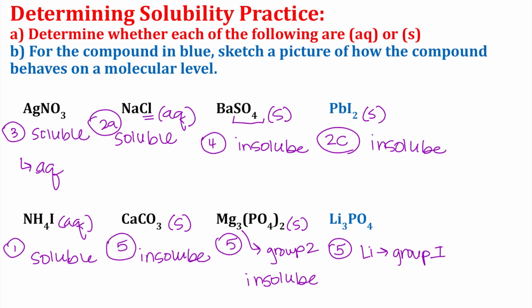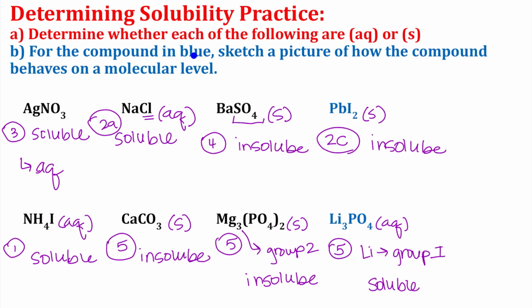An element in that first column does fit that exception, and so that is going to be soluble, and it would have an aqueous state of matter. So again, if we now want to look at what this means, insoluble means it stays as a solid, aqueous means it is going to dissolve.